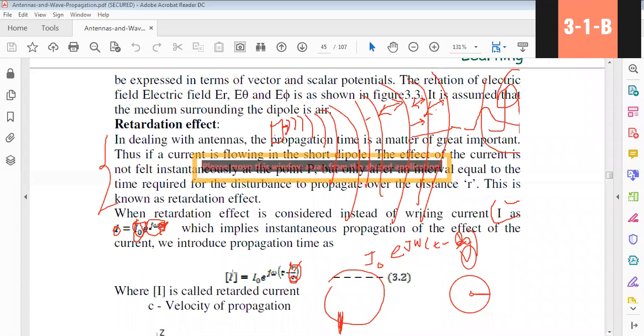This is the point here, I equal to I naught into e power j omega t minus, how much is getting added, he is asking, t minus t naught, that t naught is nothing but d by v, nothing but r by c. Okay, that is the retardation here. Understand? I think it is very clear.